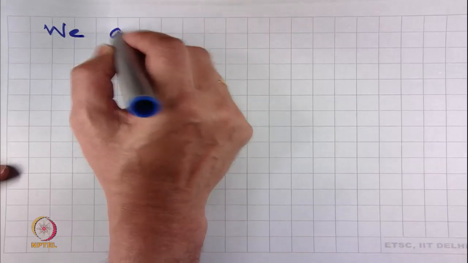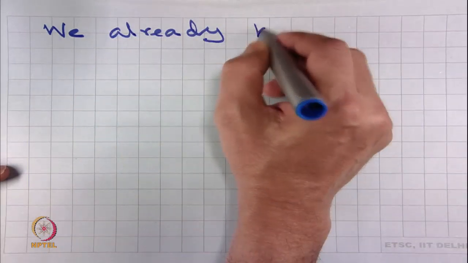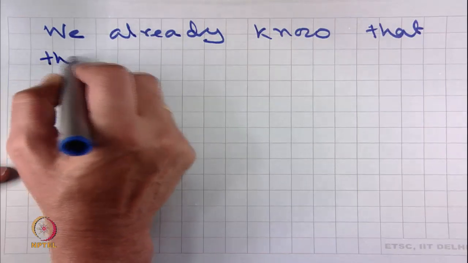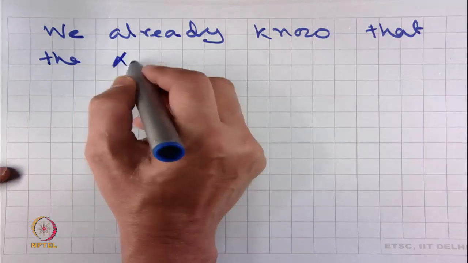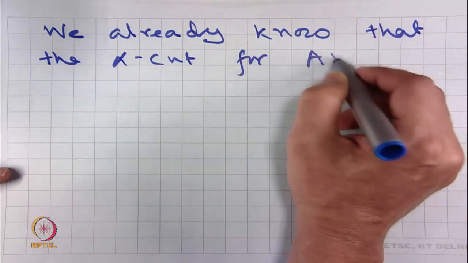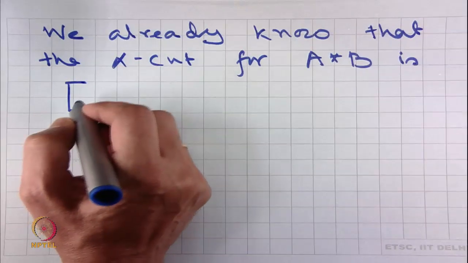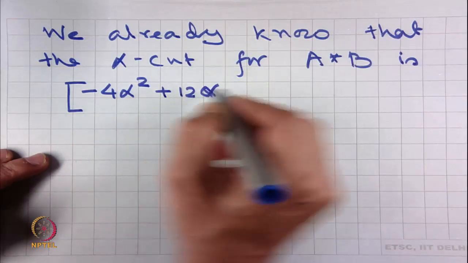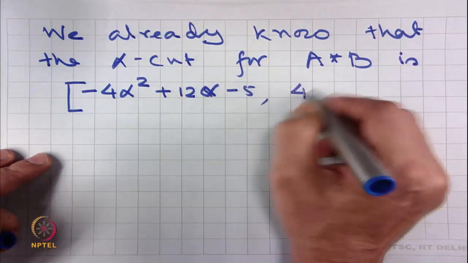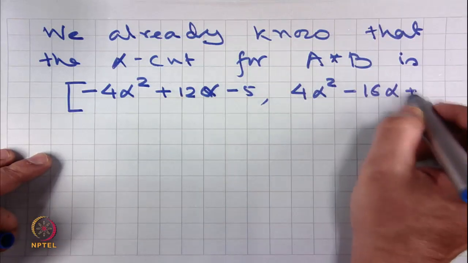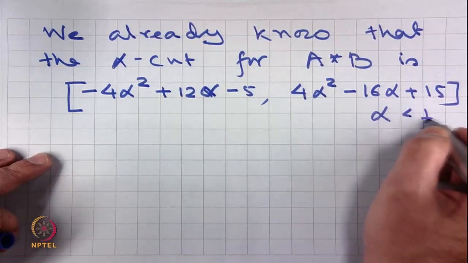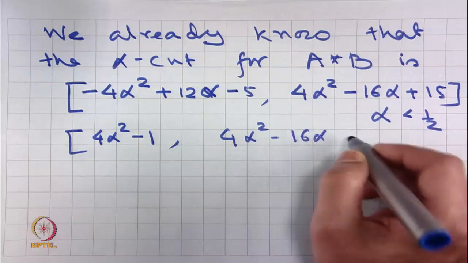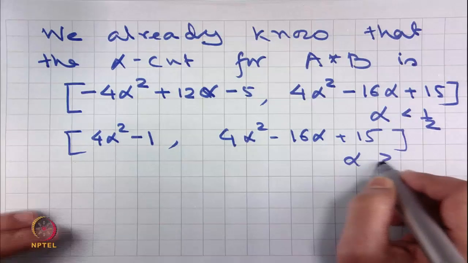We already know from lecture 10 that the alpha cut for A star B is minus 4 alpha square plus 12 alpha minus 5 to 4 alpha square minus 16 alpha plus 15 when alpha is less than half, and it is 4 alpha square minus 1 and 4 alpha square minus 16 alpha plus 15 when alpha is greater than or equal to half.